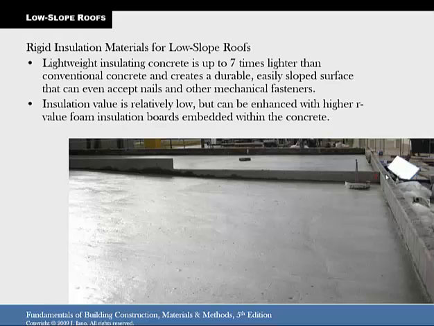Here, rigid insulation materials for low slope roofs, lightweight insulating concrete is what they've used here. It's 7 times lighter than conventional concrete, easily sloped, and can accept nails and other mechanical fasteners. So if you're going to have concrete on your roof, it's usually lightweight, of course. They use perlite or volcanic material that makes it a lighter aggregate than the concrete you put in a sidewalk.